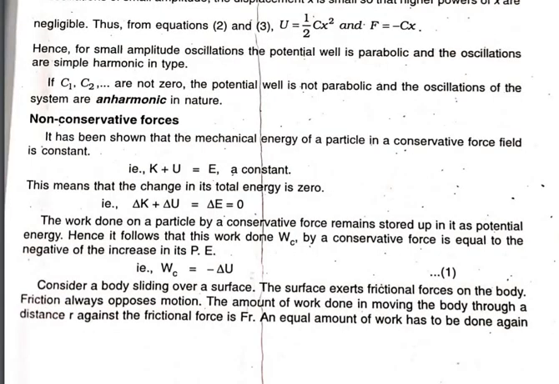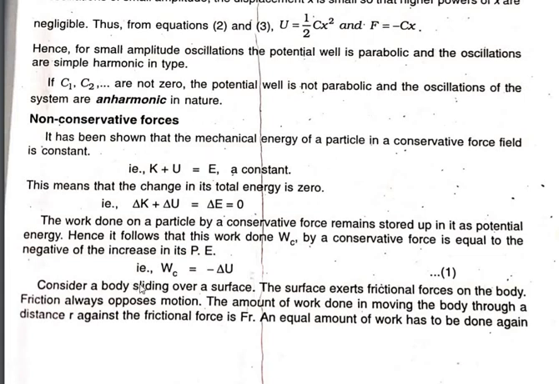If the total energy of the system is constant, we call that a conservative force. In all cases it is not so. In the case of a conservative force, the total energy of the system, that is kinetic energy plus potential energy, is a constant. That type of field is known as a conservative force field. In that case, the change in potential energy plus the change in kinetic energy is equal to 0, because E is a constant. When we differentiate, this will become 0.